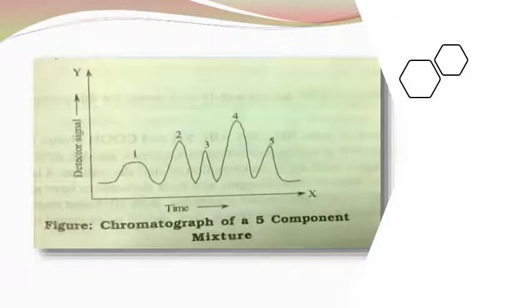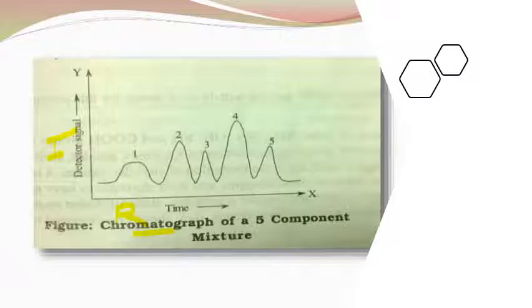The signals which are recorded according to the time required give us the graph called a chromatograph. The recorded signal is plotted in this graph. On the x-axis we have the retention time, that is, how long the constituent remains in the column, and on the y-axis we have the detector signal, that is, the intensity of the signal.